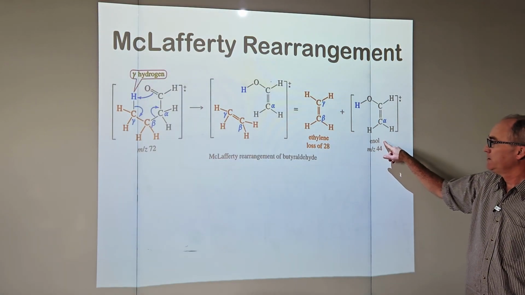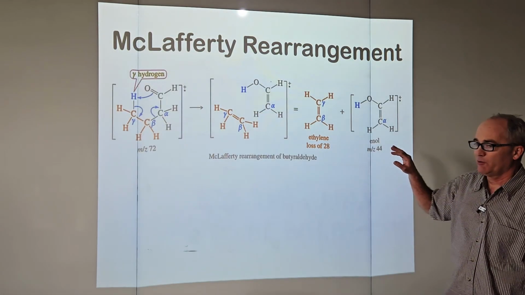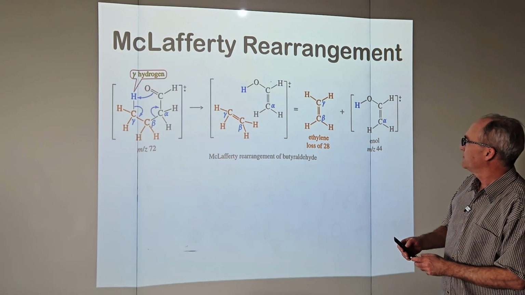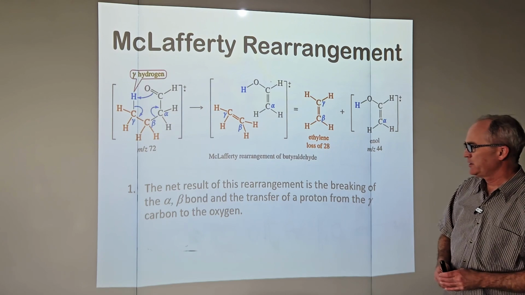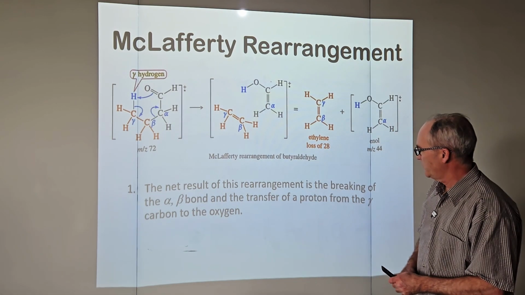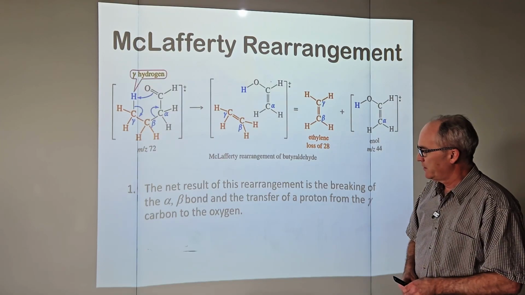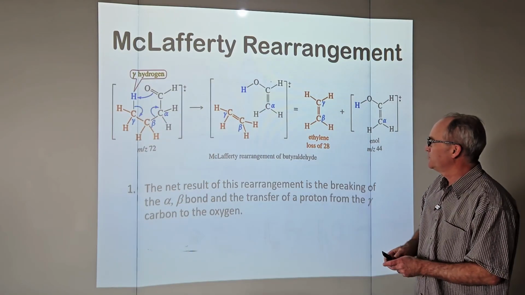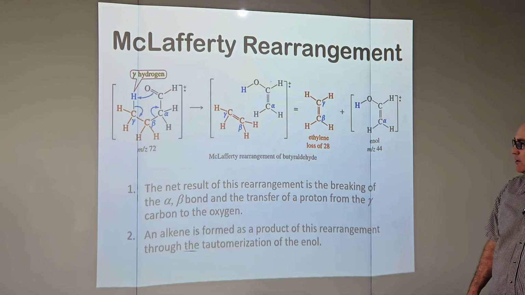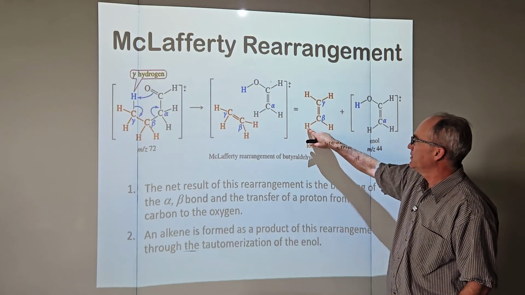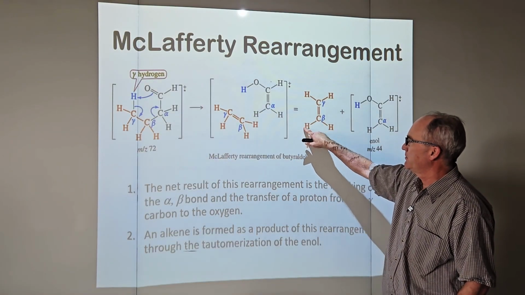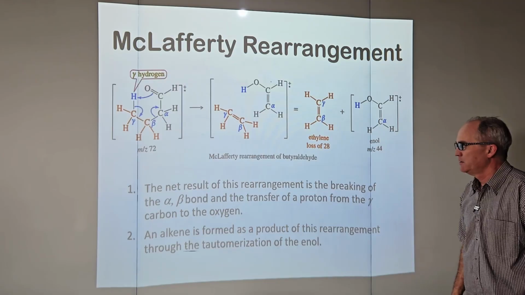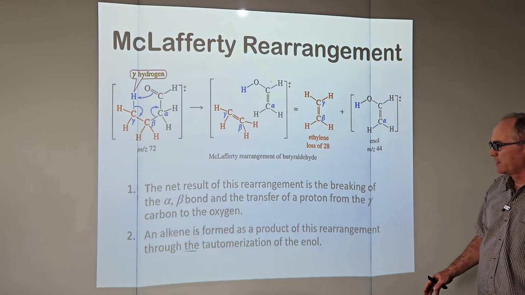I think we'll talk about enols in a little bit. You've seen enols before with the hydration of an alkyne. In the fall, we saw that. The net result of this rearrangement is the breaking of the alpha-beta bond and the transfer of a proton from the gamma carbon to the oxygen. Alpha, beta, gamma. Love to use those Greek letters. An alkene is formed. So if we had pentanal, there'd be a methyl group here. If we had hexanal, there would be an ethyl group. So 4 carbon chain and longer, you can get this McLafferty rearrangement of any aldehyde.